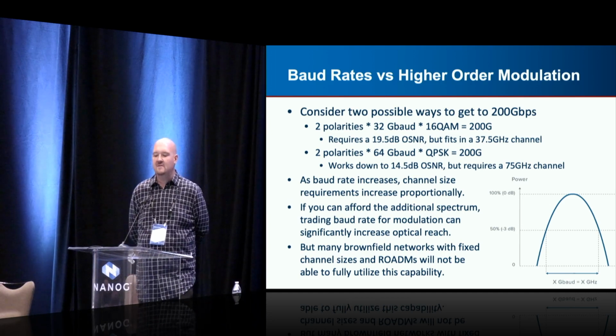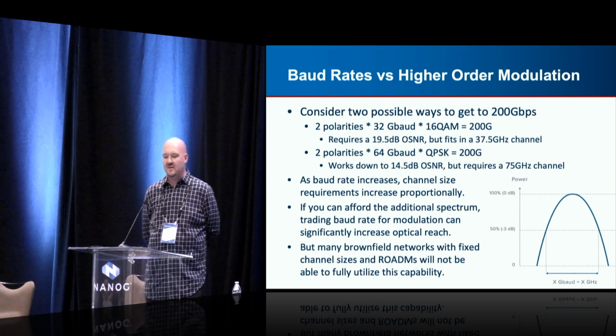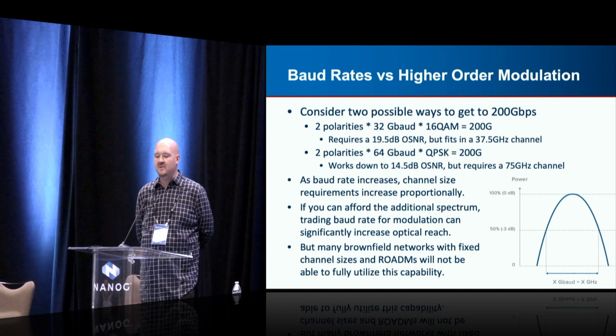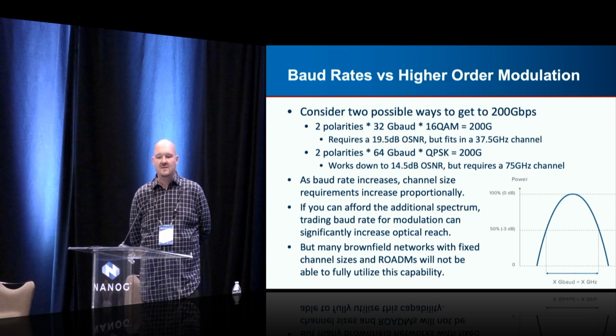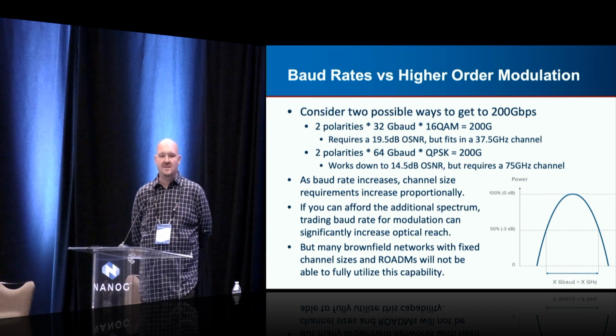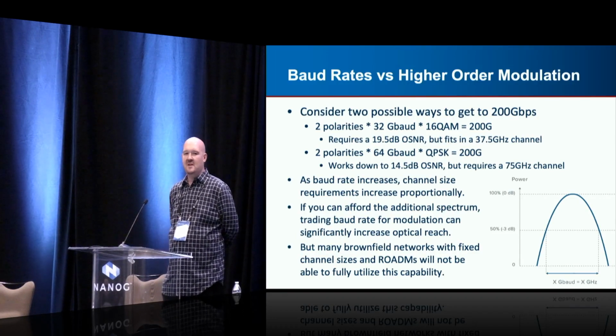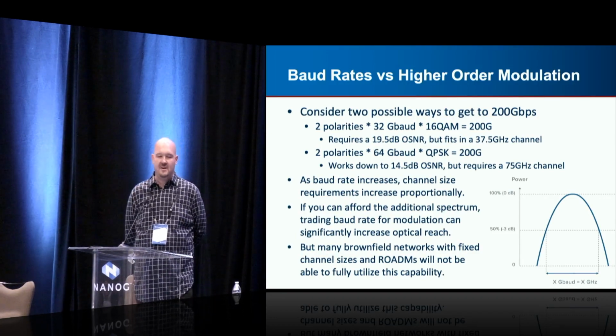Let's consider two different ways that you could get to 200 gig, right? So one was we do it with two polarities, 32 gigabaud and 16 QAM. So that requires a 19.5 dB OSNR, which is healthy. But it fits into a very small channel. It fits into a 37.5 gigahertz channel.